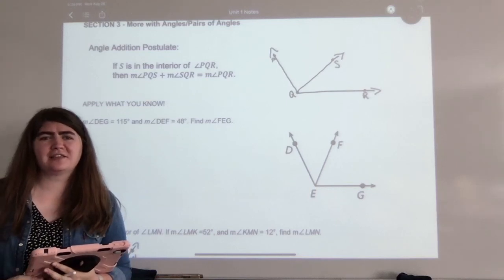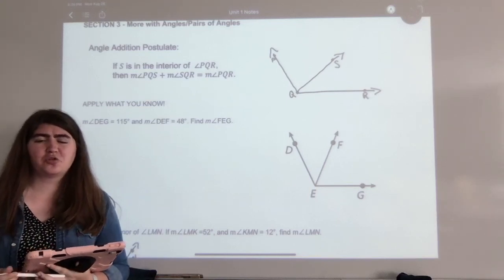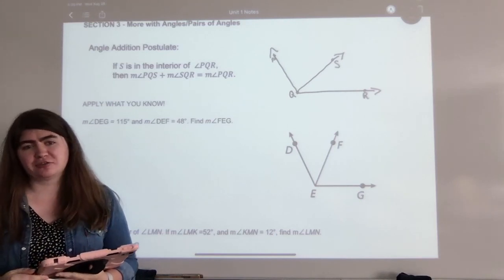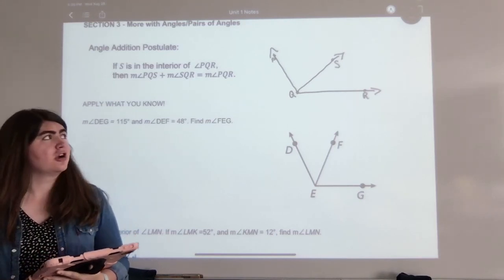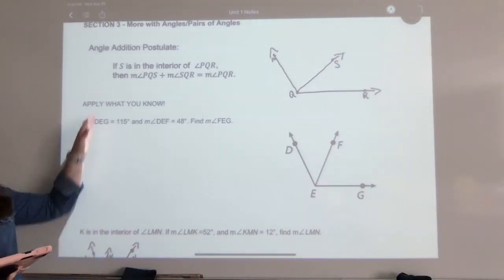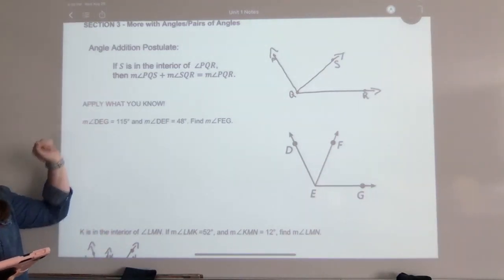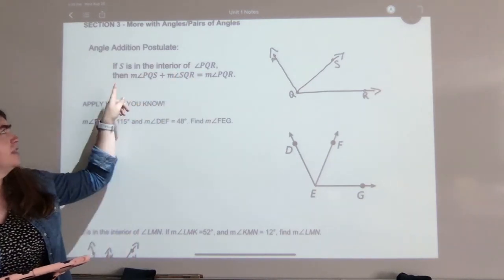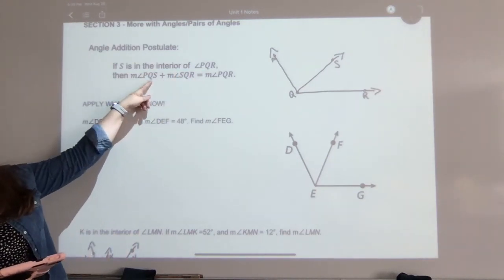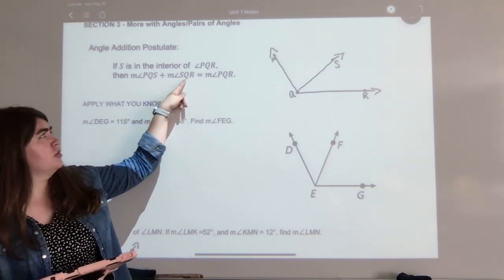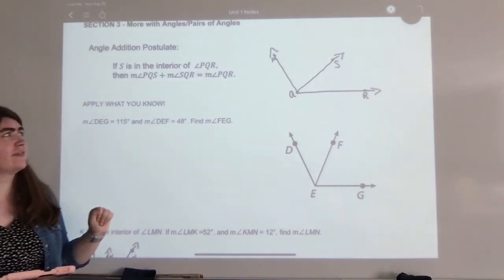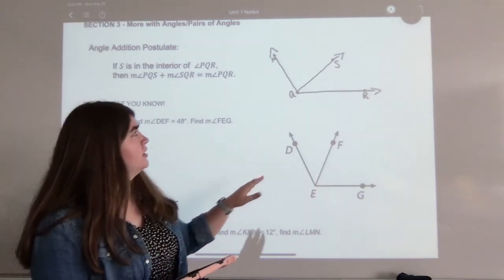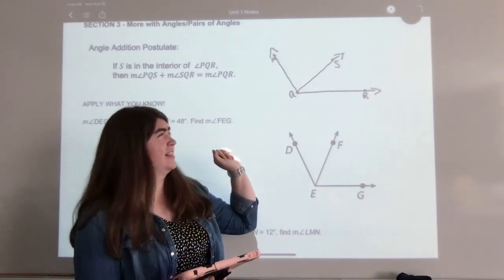Hello, in today's video we're covering section 3 of our first unit called More with Angles and Pairs of Angles. To start our unit off today we have the angle addition postulate, which says if S is in the interior of angle PQR, then the measure of angle PQS plus the measure of angle SQR is equal to the measure of angle PQR. Now I've already gone ahead and pre-drawn what this postulate is saying.